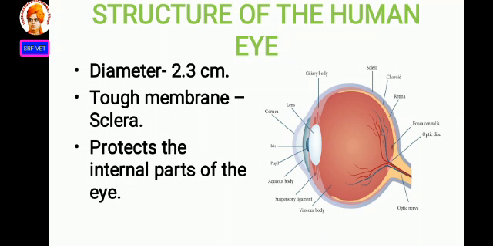The eyeball is approximately spherical in shape with a diameter of about 2.3 centimeter. It consists of a tough membrane called sclera. This sclera protects the internal parts of the eye.